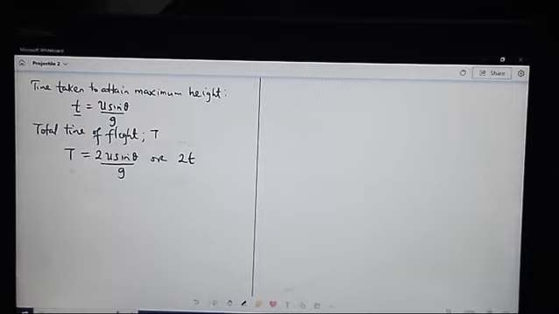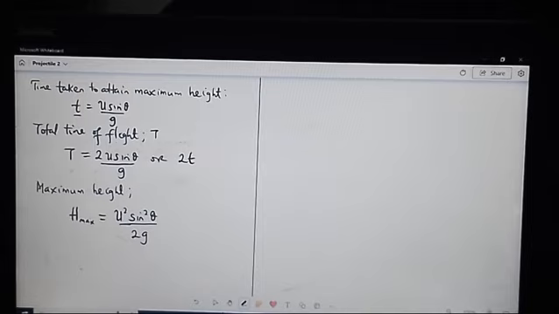Then for maximum height, we can use this expression. Maximum height can be calculated from u squared sine squared theta over 2g, where g is acceleration due to gravity.